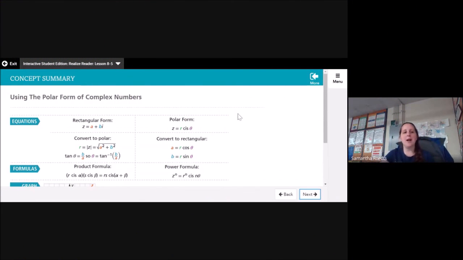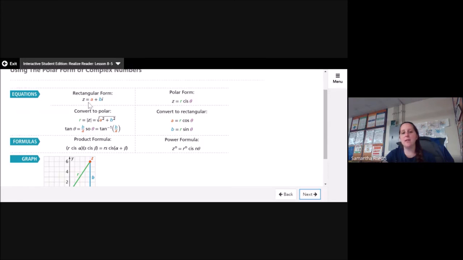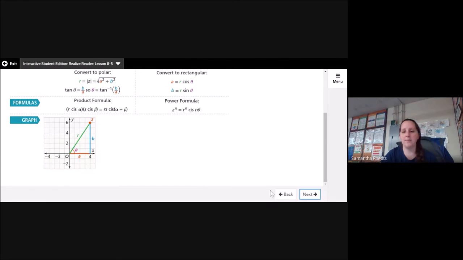Concept summary, using the polar form of complex numbers. So I have equations, rectangular form, z equals a plus bi. Converting to polar form, I have r equals the absolute value of z, which equals the square root of a squared plus b squared. Tangent theta equals b over a, so theta equals the inverse tangent of b over a. My product formula, r cis alpha times s cis beta equals rs cis alpha plus beta. Polar form, I have z equals r cis theta. I can convert to rectangular, so a equals r cosine theta, b equals r sine of theta. And my power formula, z to the nth equals r to the nth cis n theta. And there's my graph. And that is the end of Unit 8, Lesson 5.